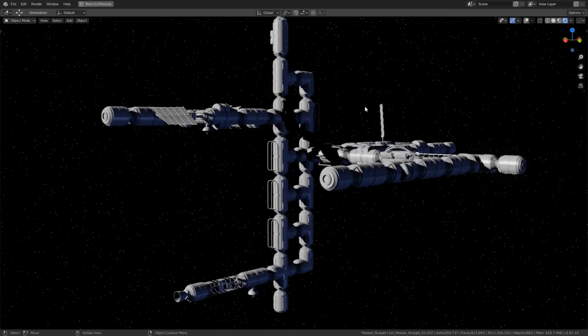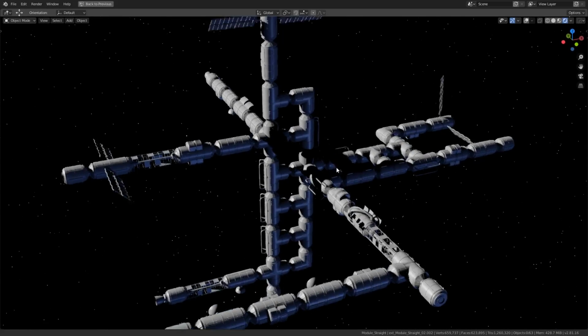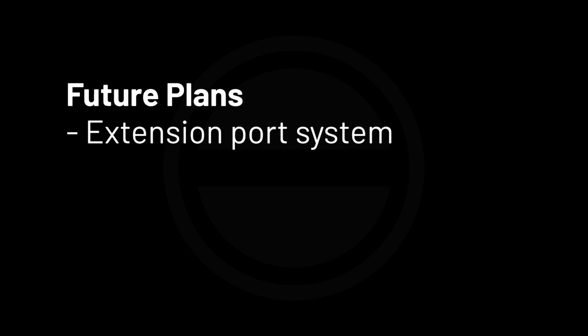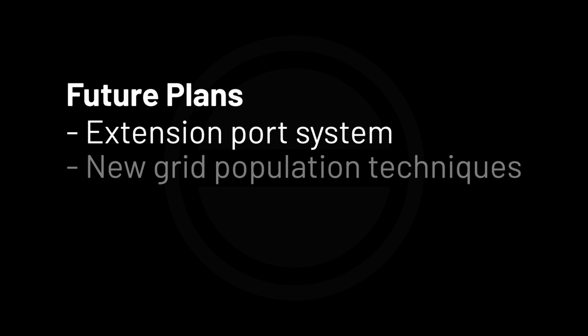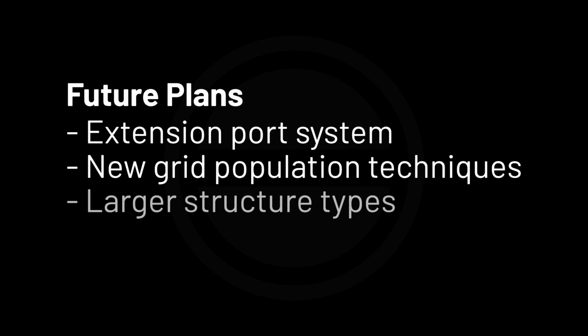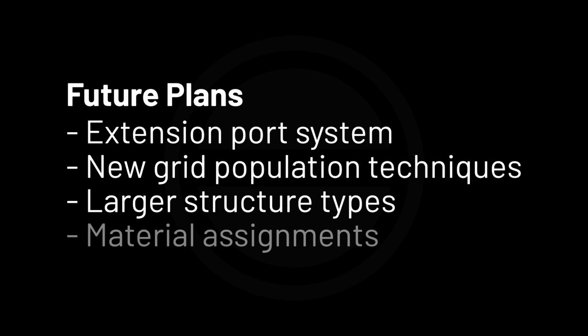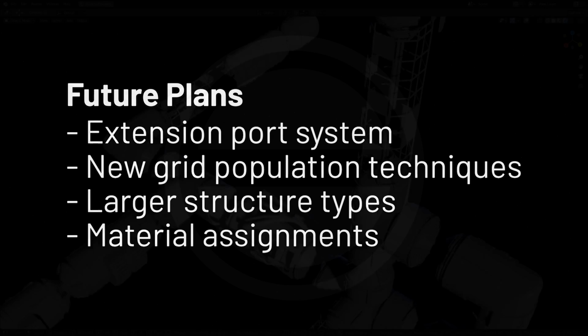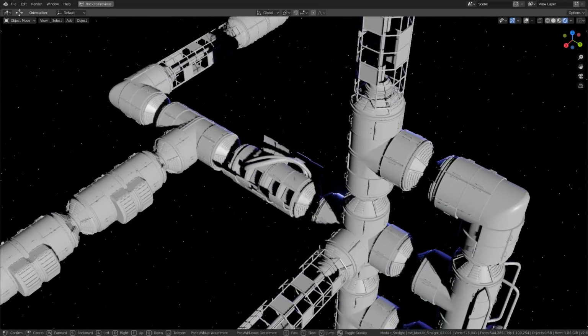As for future content, much like the mech generator, I don't have a solid timeline at the moment, but current plans include an extension port system to give modules more surrounding variety, new grid population techniques, larger structure types to occupy multiple cells for things like rotating station rings, and various material assignments to let you add some variety and style to the generator.